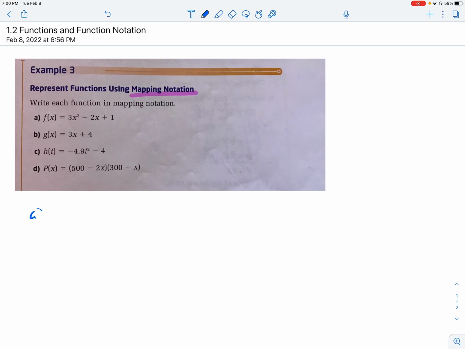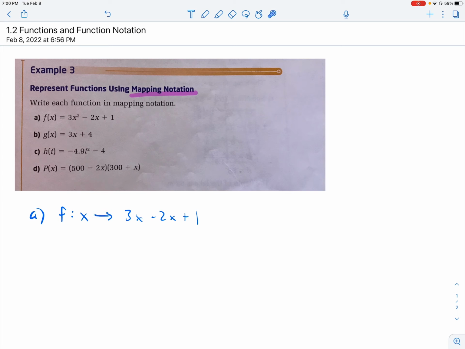The first one, instead of writing f bracket x like we normally do, or f of x, we're going to write f colon x, and then we draw an arrow, and then we write out the equation. This isn't a very popular method for writing out functions. It is just one type of notation. So it is a mapping notation. So instead of using an equal sign, they like to use this arrow here.